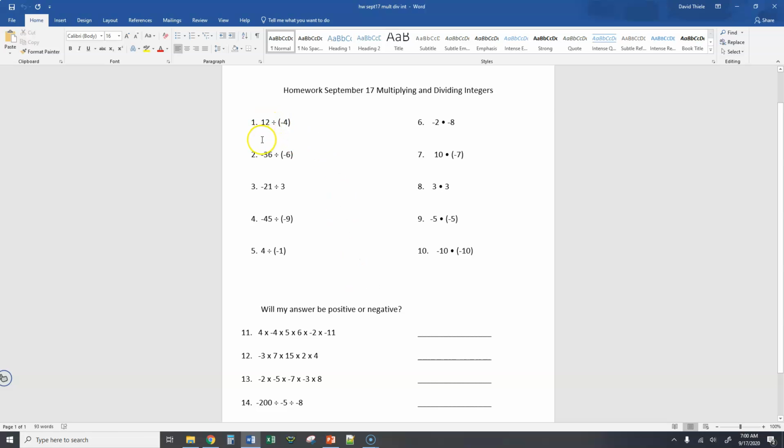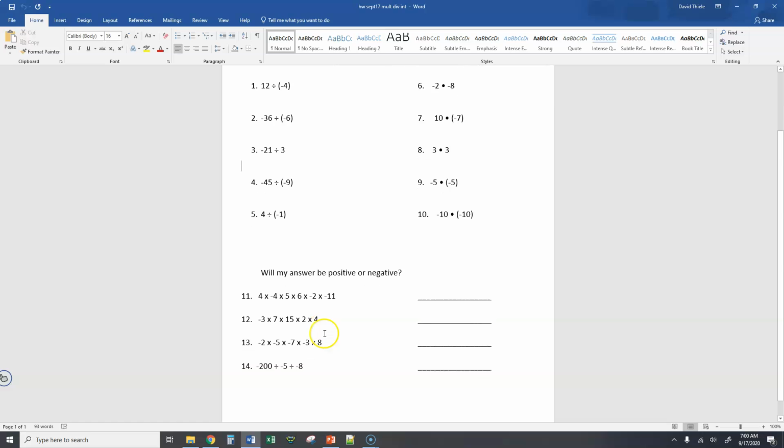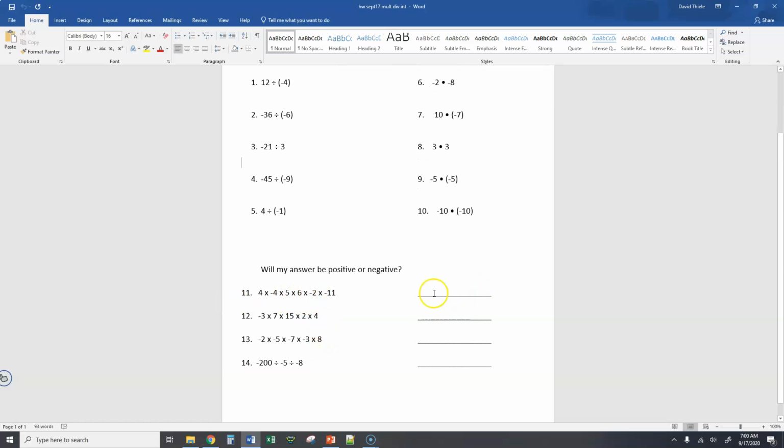So first thing that I would personally do when I'm looking at the homework is look at the negatives. So on this one, I only see one negative sign. So I have to remember, put my negative, and then just do 12 divided by 4, which is 3. So do all of those things for multiplication and division up here. Down here, you just have to answer based off of the rules we learned. Is the answer positive or negative? You don't have to solve them. You're just going to write whether your answer is positive or negative over here.